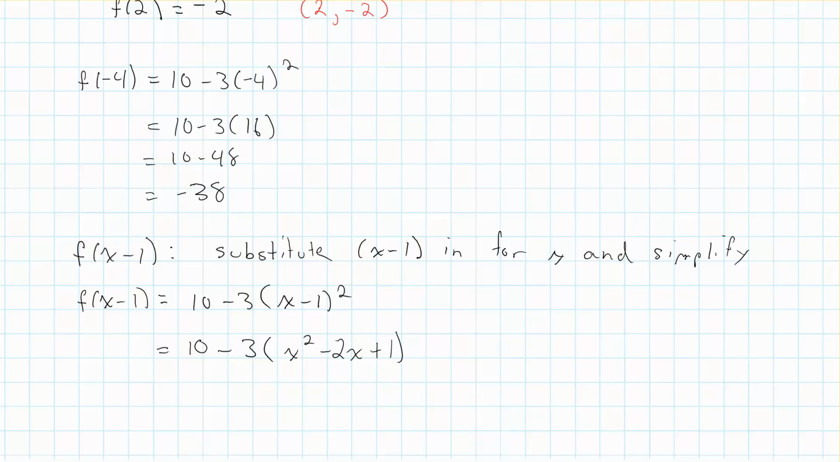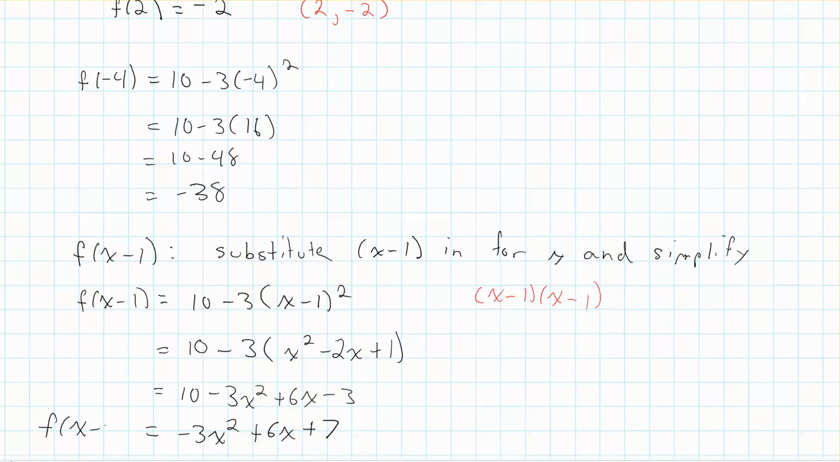Now I'm just going to emphasize, if you don't see that, just simply do the FOIL of x minus 1 times x minus 1, and you would get x squared minus 2x plus 1. Now, of course, we just still need to simplify this out, so this would be 10 minus 3x squared plus 6x and then minus 3. And then we'd finally simplify, and we'd get negative 3x squared plus 6x, 10 minus 3 is 7. And so we won't get a number for f at x minus 1. We get another equation instead.